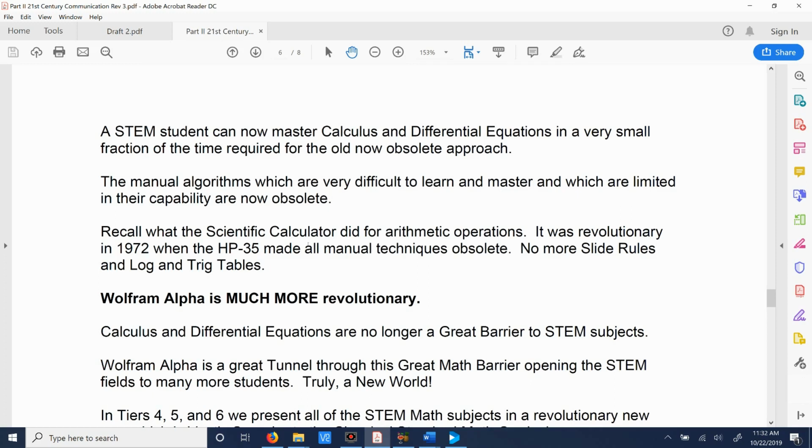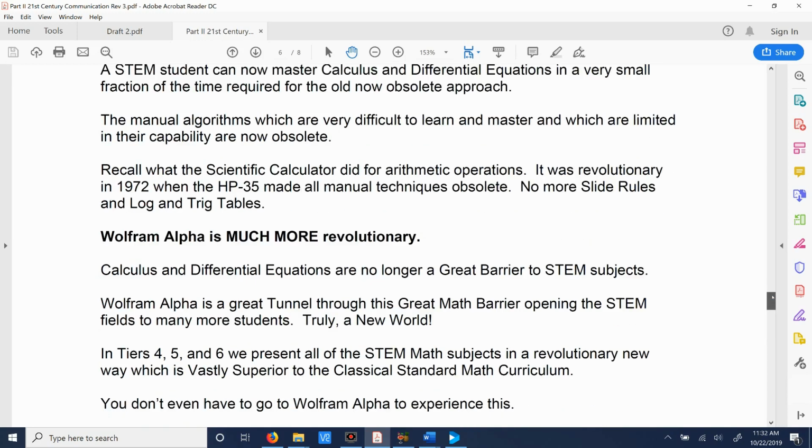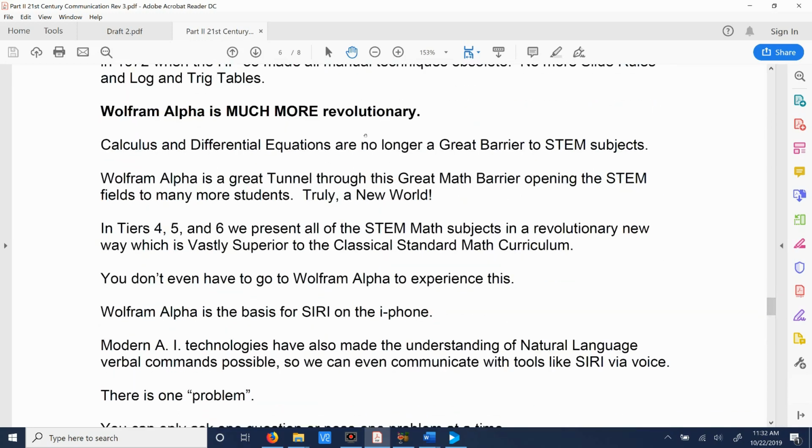And I recall to you then, remember what the scientific calculator that was introduced in the early 70s, 1970, did for arithmetic operations, for arithmetic. It was revolutionary. When the HP 35 came out, all the manual techniques were obsolete. Slide rules were obsolete. Log and trig tables were obsolete. And doing math now for engineers became much, much easier. Well, Wolfram Alpha is much more revolutionary than that. Calculus and differential equations are no longer a great barrier to STEM students for STEM subjects. That used to be. Wolfram Alpha is like a huge tunnel through this great barrier, and it opens up the STEM fields to many, many more students. It's truly a new world.